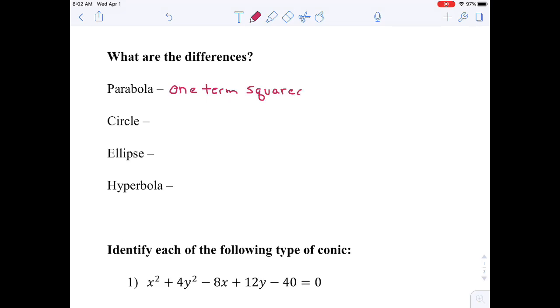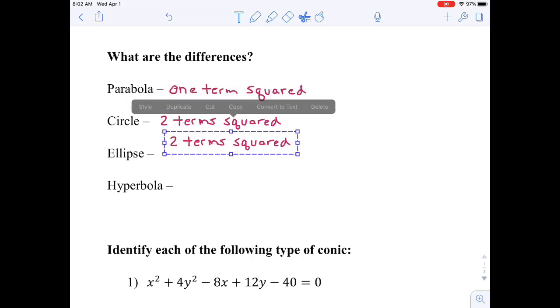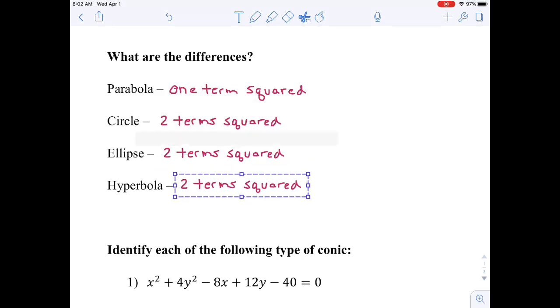And so right away, if you only see an x squared or only a y squared, then right away, parabola. That's our easiest one. The rest of these all have two terms that are squared. Okay, so that is the same for all three of these. So it doesn't help out very much there.